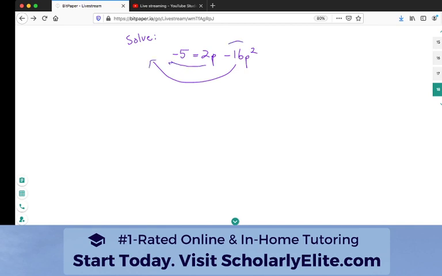So this was negative on this side, so on the other side it's going to be positive 16p². This is positive on this side, so it's going to be negative 2p on this side. And this guy didn't move, so he's chilling. Equal to 0.